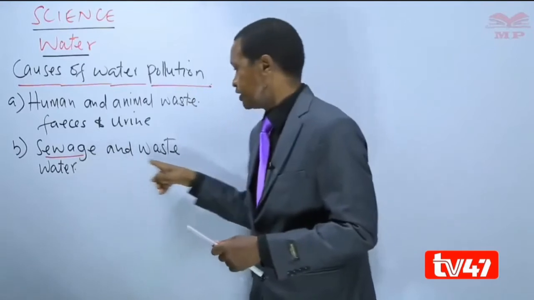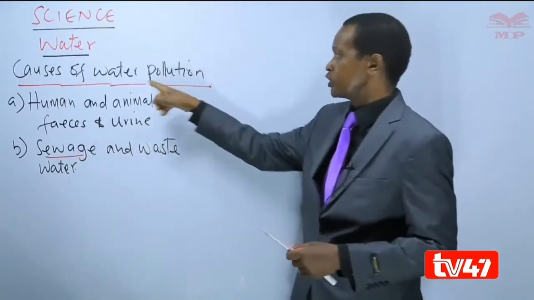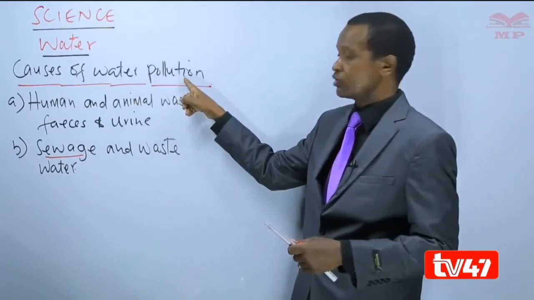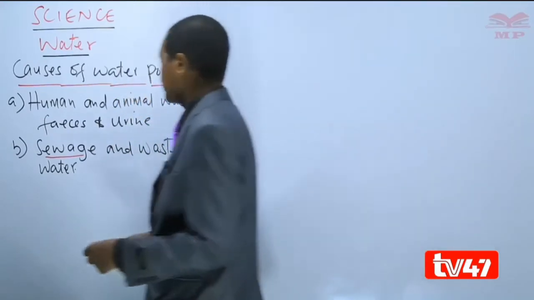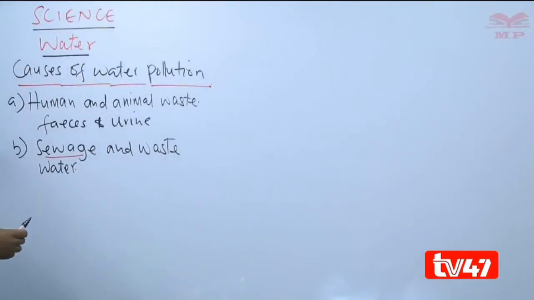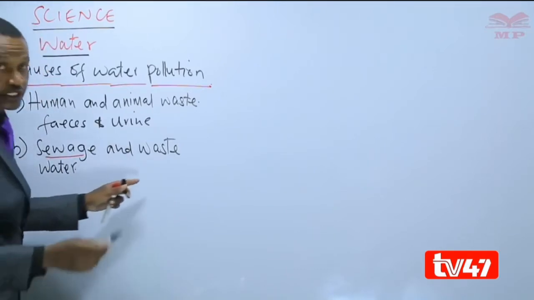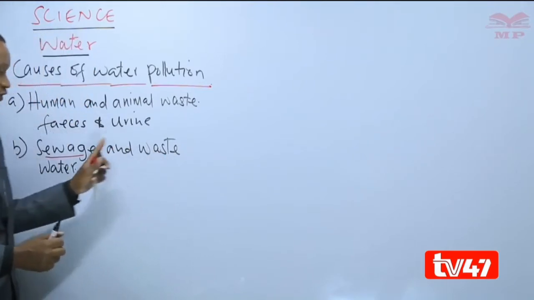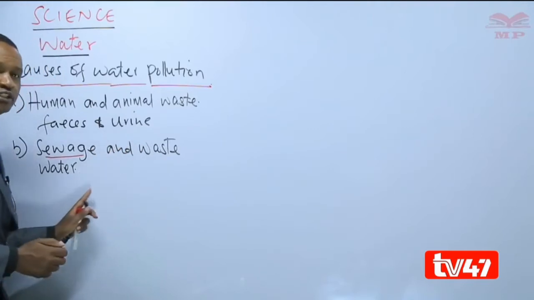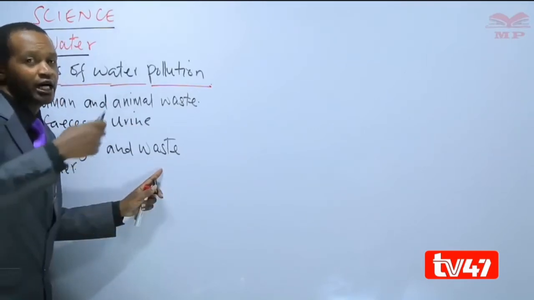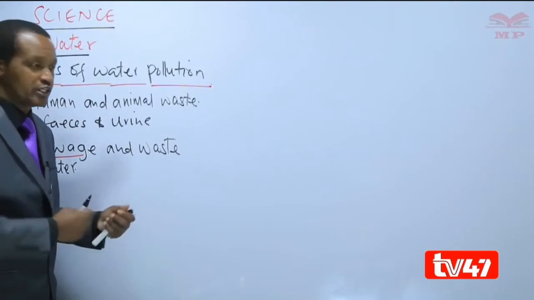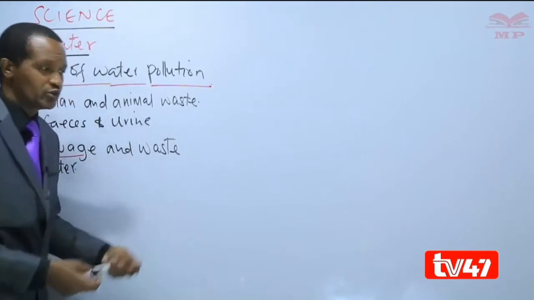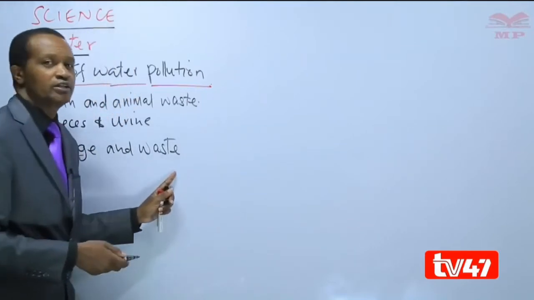So sewage and wastewater can cause water pollution. That is another cause of water pollution. Wastewater, I hope you understand. I've said wastewater is the water that we get after we have done our laundry. When you clean clothes, you pour the water, then you rinse your clothes. The water that you are pouring is what we are referring to as wastewater.